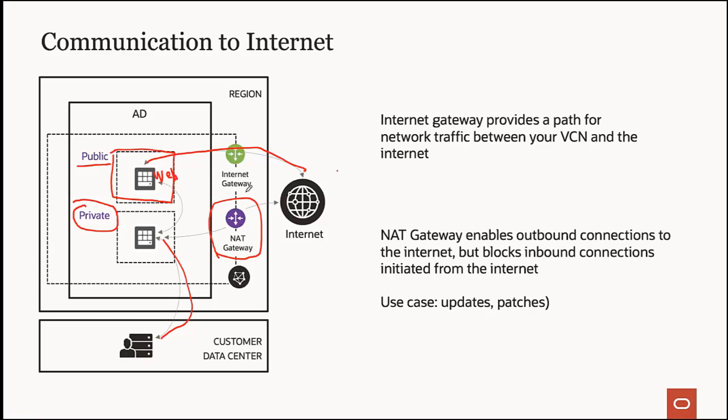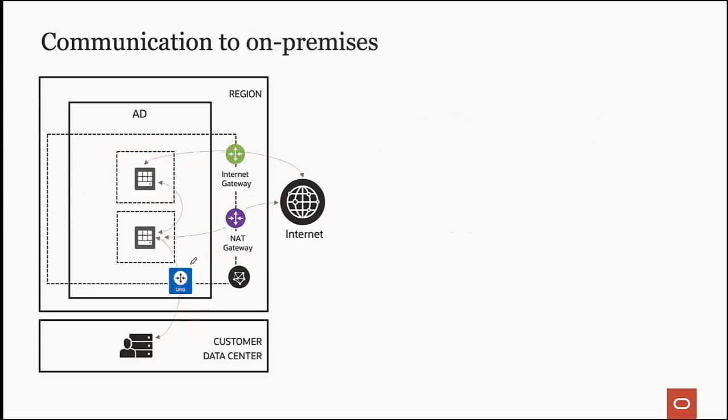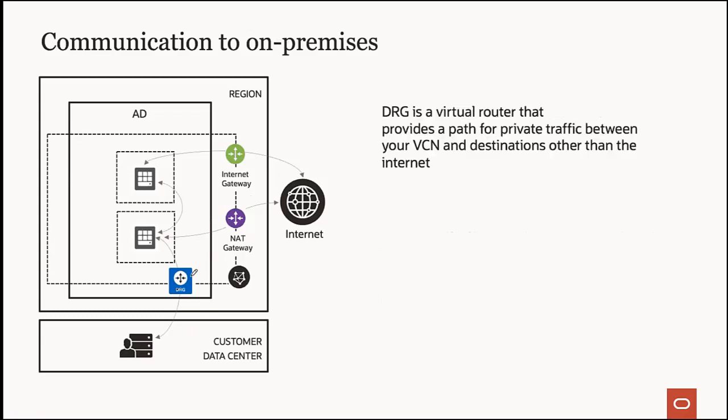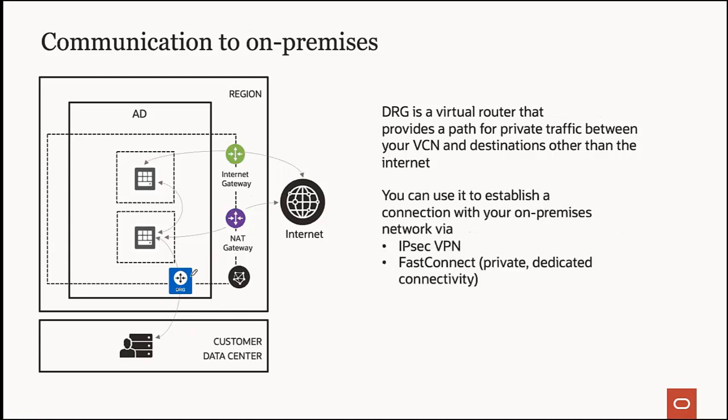So now that we have our internet gateway, our NAT gateway, this portion here, we want to communicate with on-prem. And so the next piece that we can add to this is a DRG. This is our dynamic routing gateway that's going to allow us to connect to our on-prem. So if we want to use an IPsec VPN tunnel, or if we want to use FastConnect for private or dedicated connectivity, we can set up our DRG. Now I know that there are some new features when it comes to the DRG. Rafi, are you able to expand on some of the capabilities of the DRG?